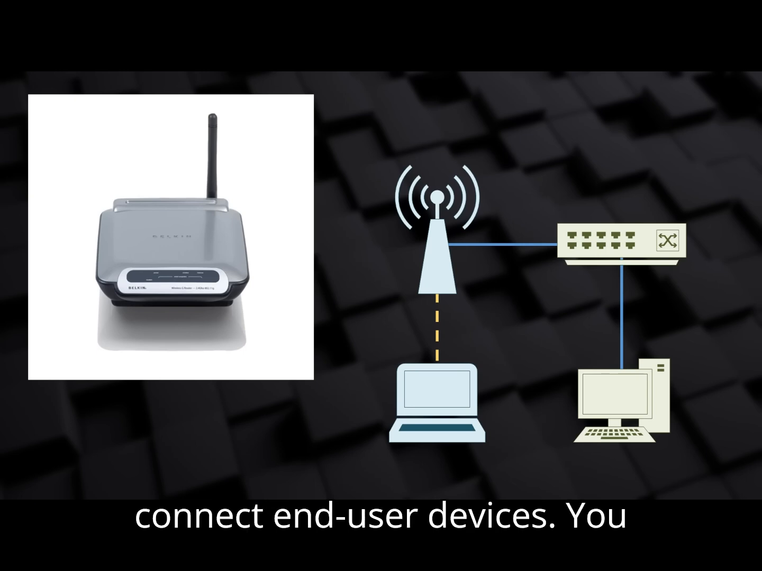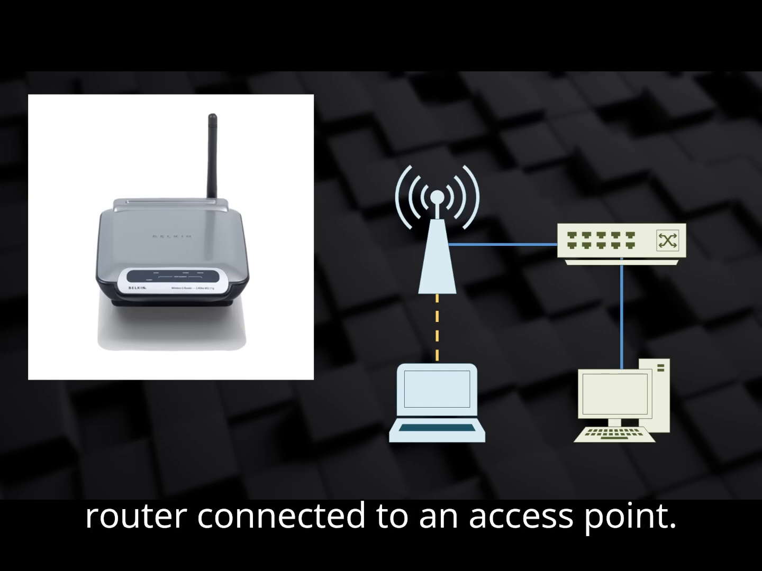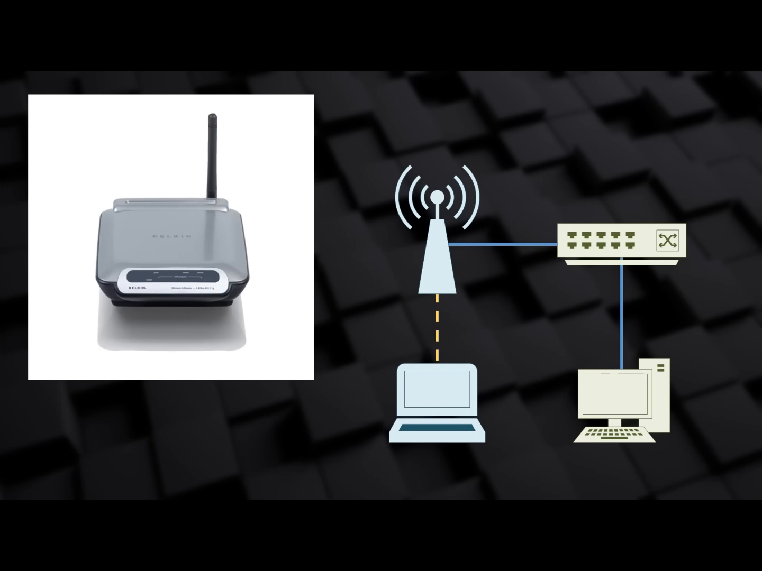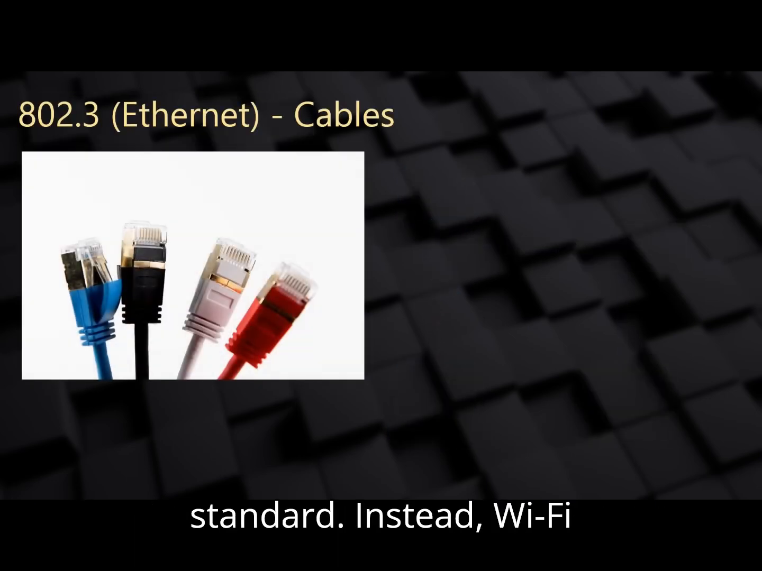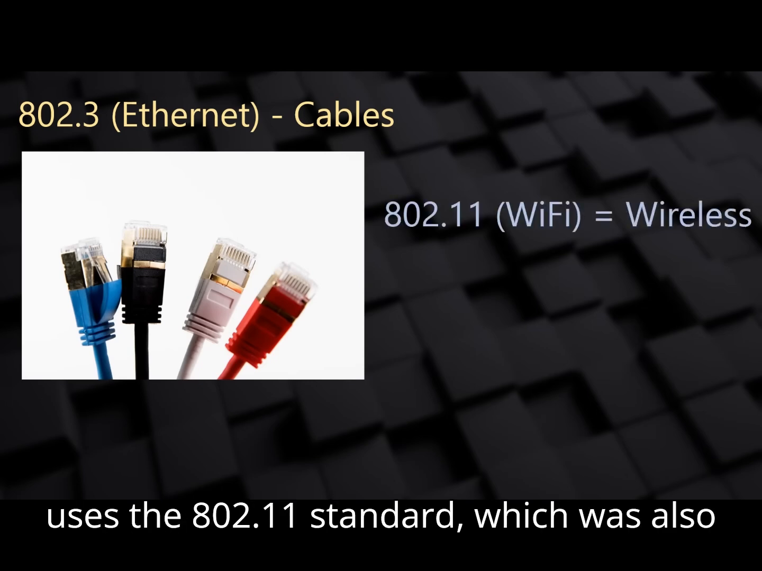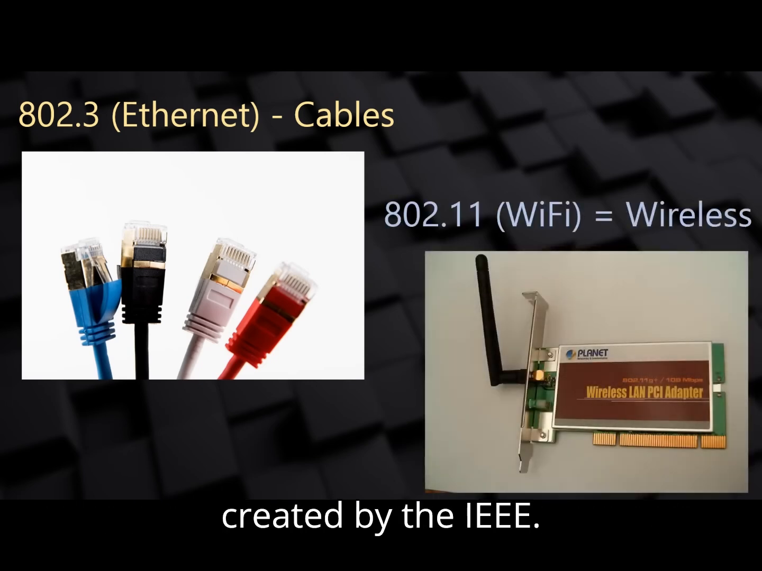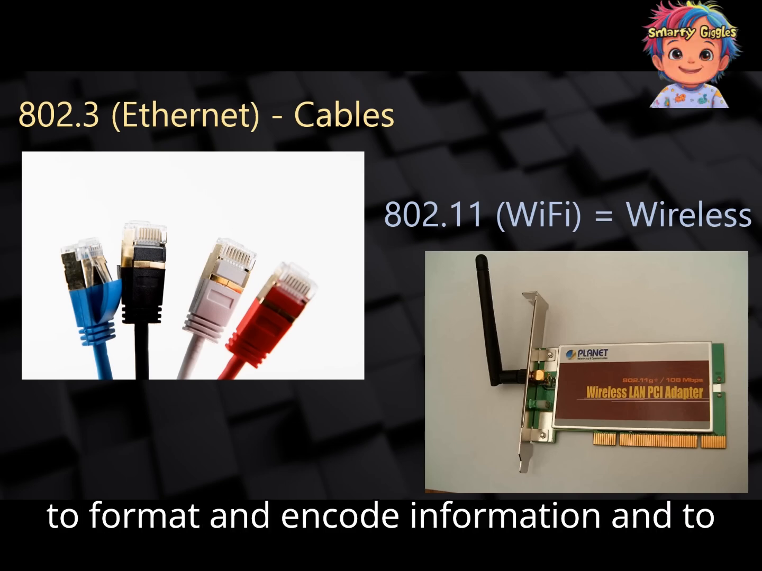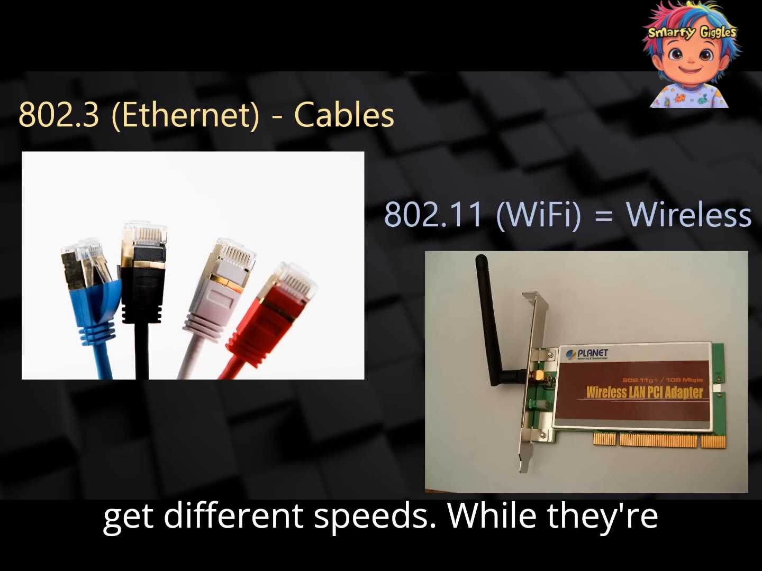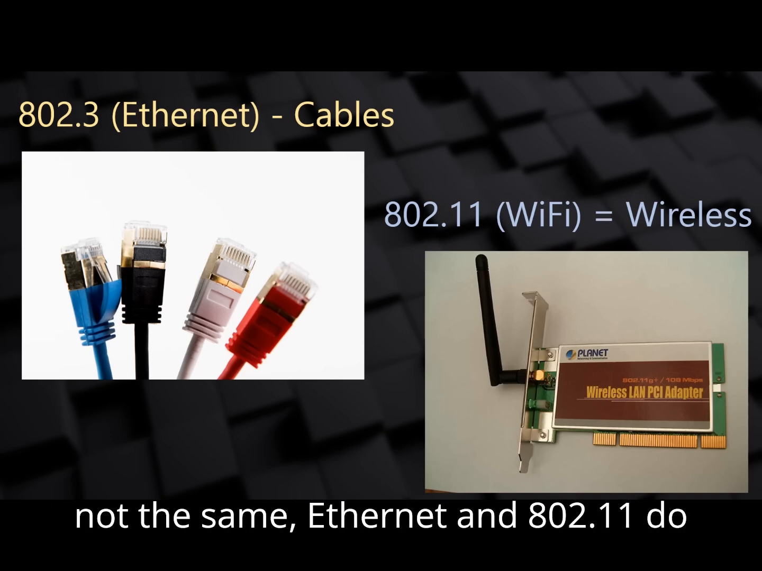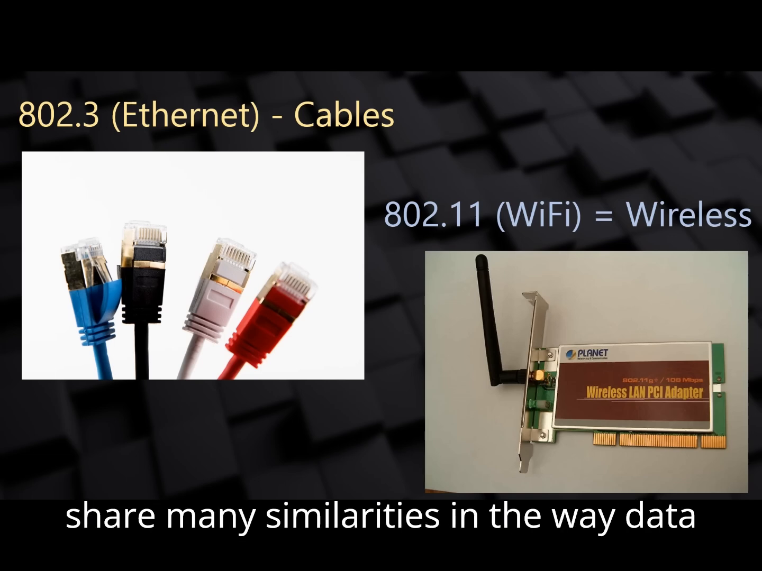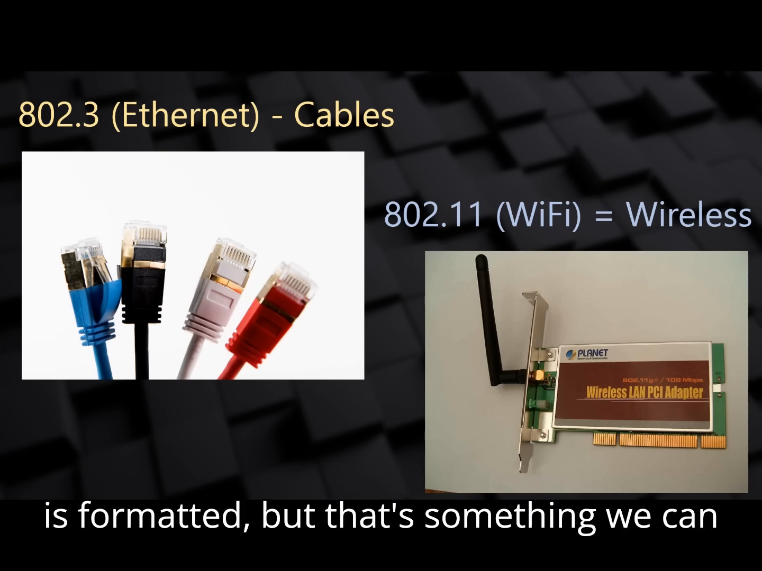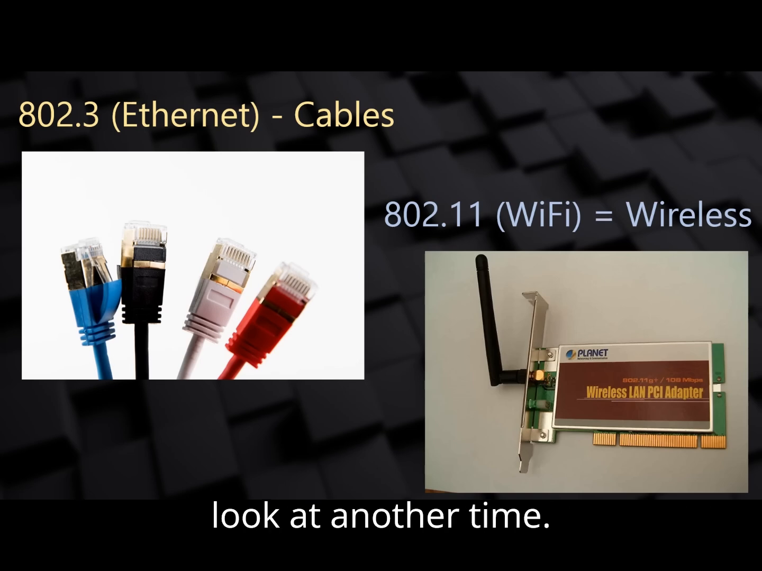Wireless is a good way to connect end-user devices. You wouldn't normally see a server or router connected to an access point. Wi-Fi does not use the 802.3 Ethernet standard. Instead, Wi-Fi uses the 802.11 standard, which was also created by the IEEE. This describes how radio waves are used to format and encode information and to get different speeds. While they're not the same, Ethernet and 802.11 do share many similarities in the way data is formatted, but that's something we can look at another time.